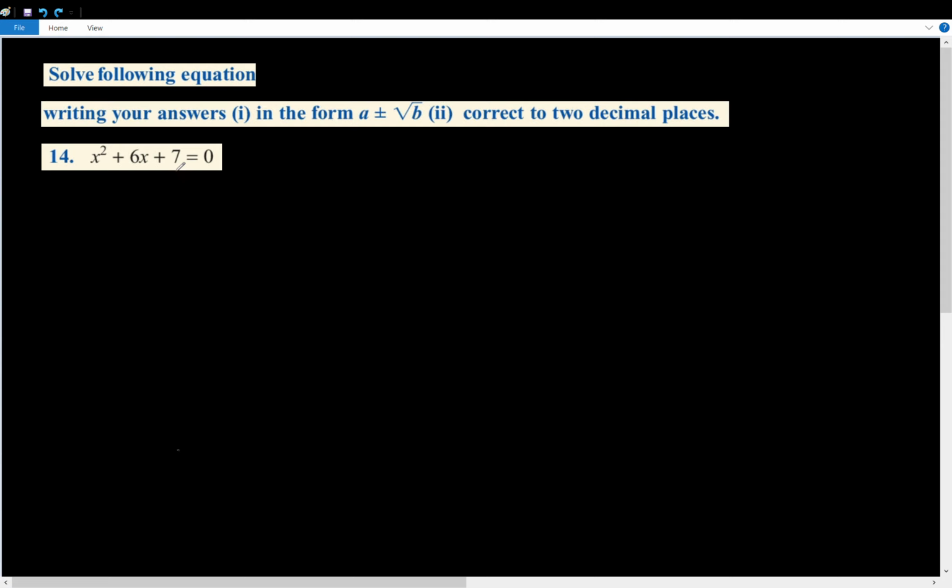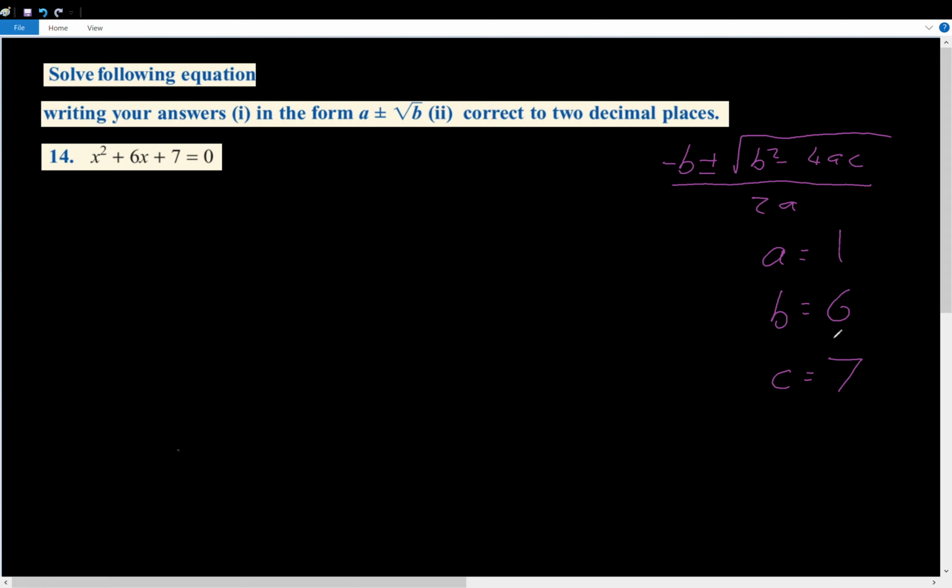Because we would need to find factors of 7 that will sum to 6, and there aren't any whole number factors of 7 that will do that. So we're going to have to use the quadratic formula. So I'll write that down over here. It's going to be minus b plus or minus square root of b squared minus 4ac all over 2a. And in our particular example over here, a is the coefficient of x squared, which is 1. b is the coefficient of x, which is 6. And c is the constant in our question, which is 7.